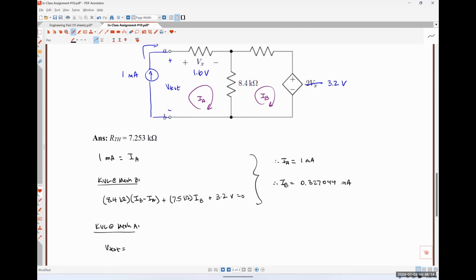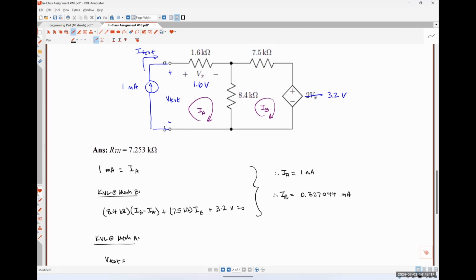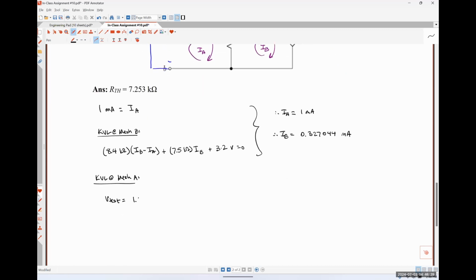V test is equal to 1.6 kiloohms. Actually, we don't even need to do that because we know it's 1.6 volts. 1.6 volts plus 8.4 kiloohms times (IA minus IB). So let's do that. One of the reasons I love the TI calculators is because they automatically store those variables in your memory when you solve the system. So to me, this is going to look like 1.6 plus 8,400 times (x minus y).